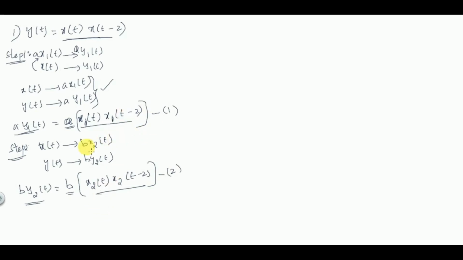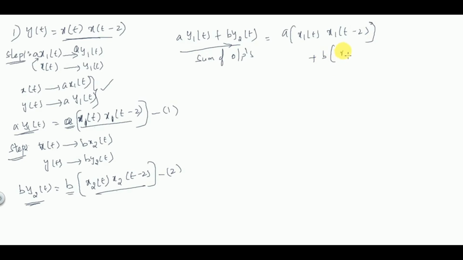Now individually we have applied the input x1 of t and we are getting the output y1 of t. We have applied x2 of t and we are getting the output y2 of t. So we are going to add those outputs, that is a into y1 of t plus b into y2 of t. So that is the sum of outputs, which is equal to a into x1 of t into x1 of t minus 2 plus b into x2 of t into x2 of t minus 2.